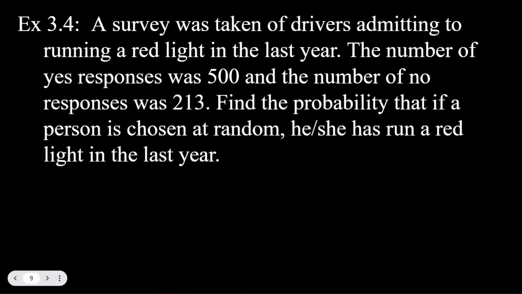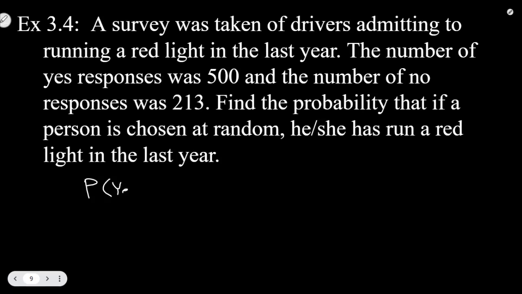Example 3.4. A survey was taken of drivers admitting to running a red light in the last year. The number of yes responses was 500 and the number of no responses was 213. Find the probability that if a person is chosen at random, he or she has admitted to running a red light in the last year. So the probability of yes in this case is what we're looking for.